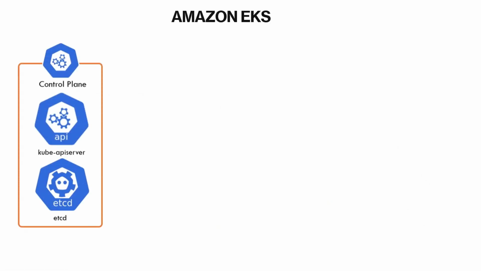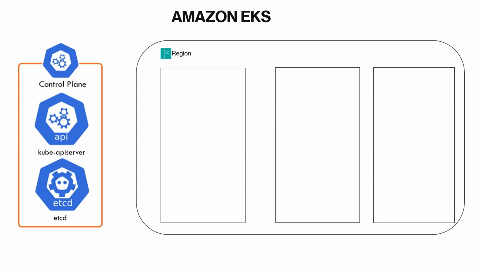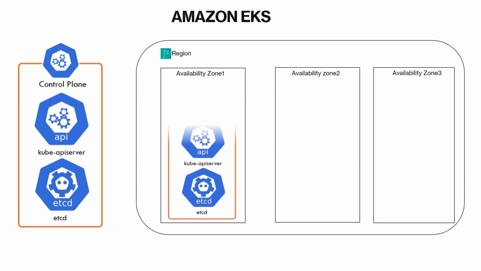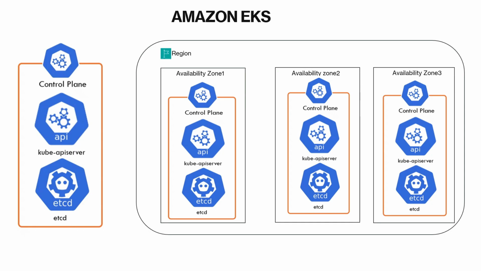Now let's take a look at Amazon EKS. The control plane, including the API server and the etcd, is automatically distributed across different availability zones across the region. This gives you high availability, fault tolerance, and no single point of failure.